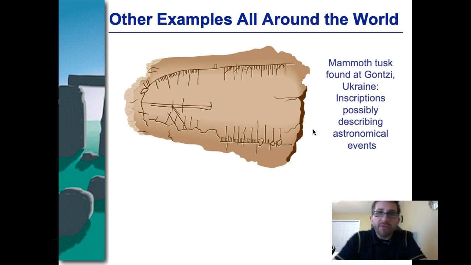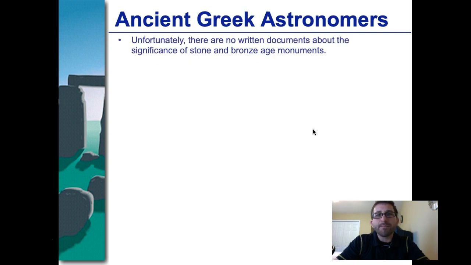This one is a mammoth tusk that was found in Ukraine. And it's possible that these inscriptions are indicating something like a counting of something astronomical, maybe moon phases or something like that.